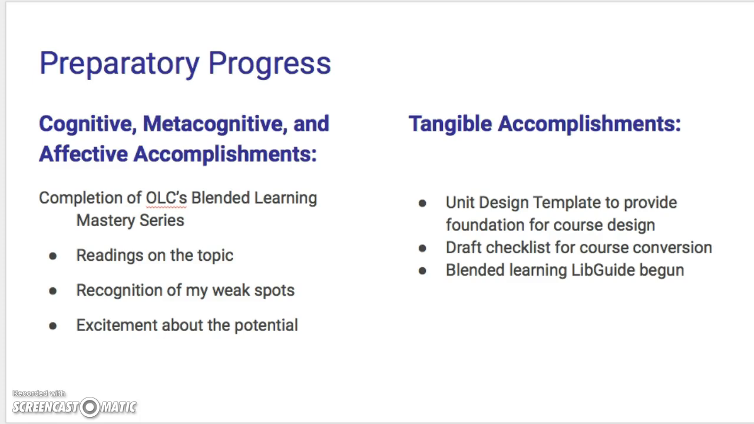Okay. I found it helpful to think about my accomplishments so far in different ways. So cognitive, metacognitive, and affective. I've completed the mastery series. Oh, I'm sorry, there's a bullet missing there. There's the readings on blended learning I have done. I think I've recognized some of my weak spots for teaching, and I'm really excited about the potential. And I have these tangible accomplishments that add to the excitement.